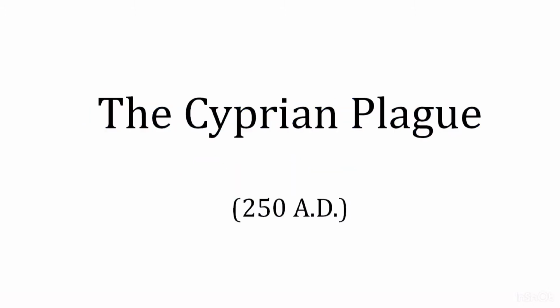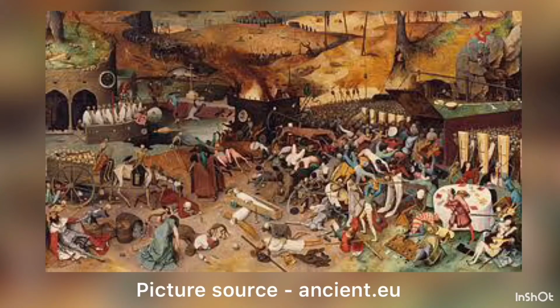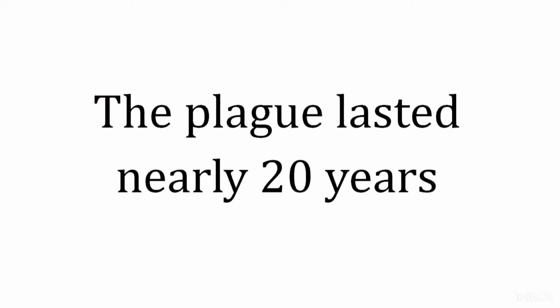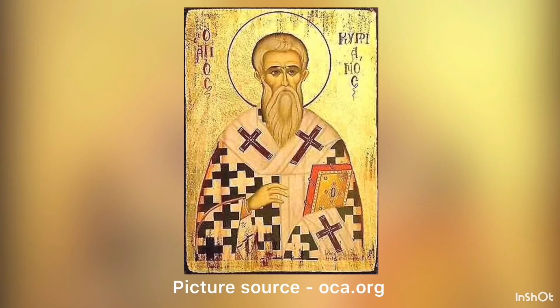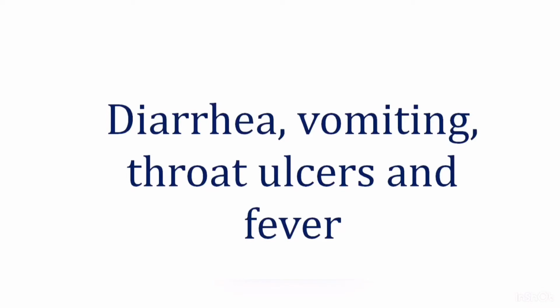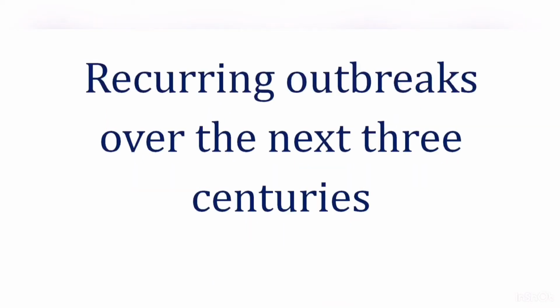The next one is the Cyprian Plague. It is believed that the Plague of Cyprian emerged in Ethiopia around 250 AD. The next year it reached Rome, eventually spreading to Greece and further east to Syria. The plague lasted nearly 20 years and killed as many as 5,000 people per day in Rome. It was named after the first known victim, the Christian bishop of Carthage. The symptoms were diarrhea, vomiting, throat ulcers, and fever. There were recurring outbreaks over the next 3 centuries.